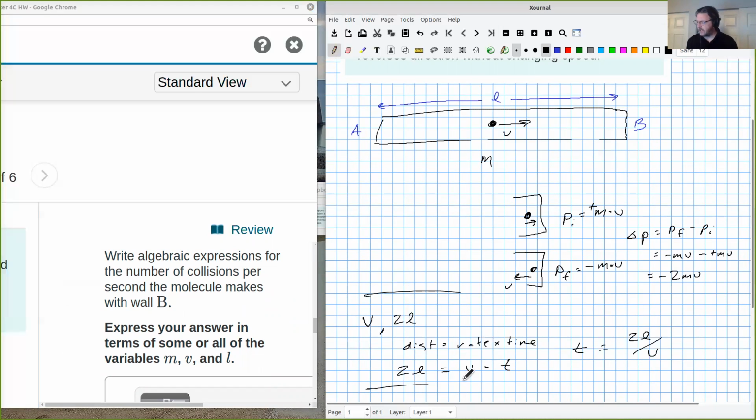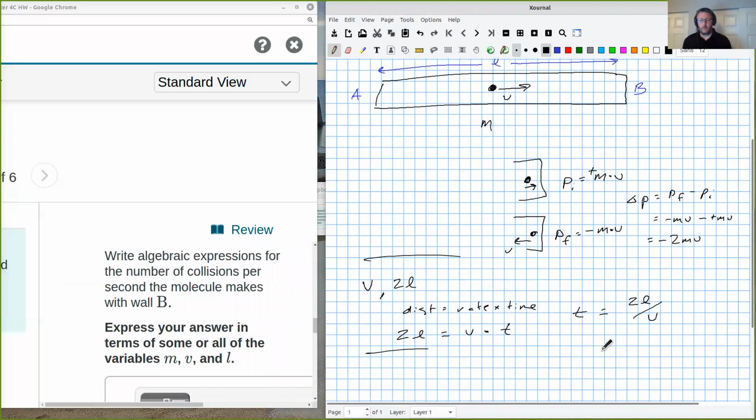All right, let's think about this number that we just got. T is 2L over V. What are the units of that? If you write in the units of the length, that's meters, and of the velocity, that's meters per second.